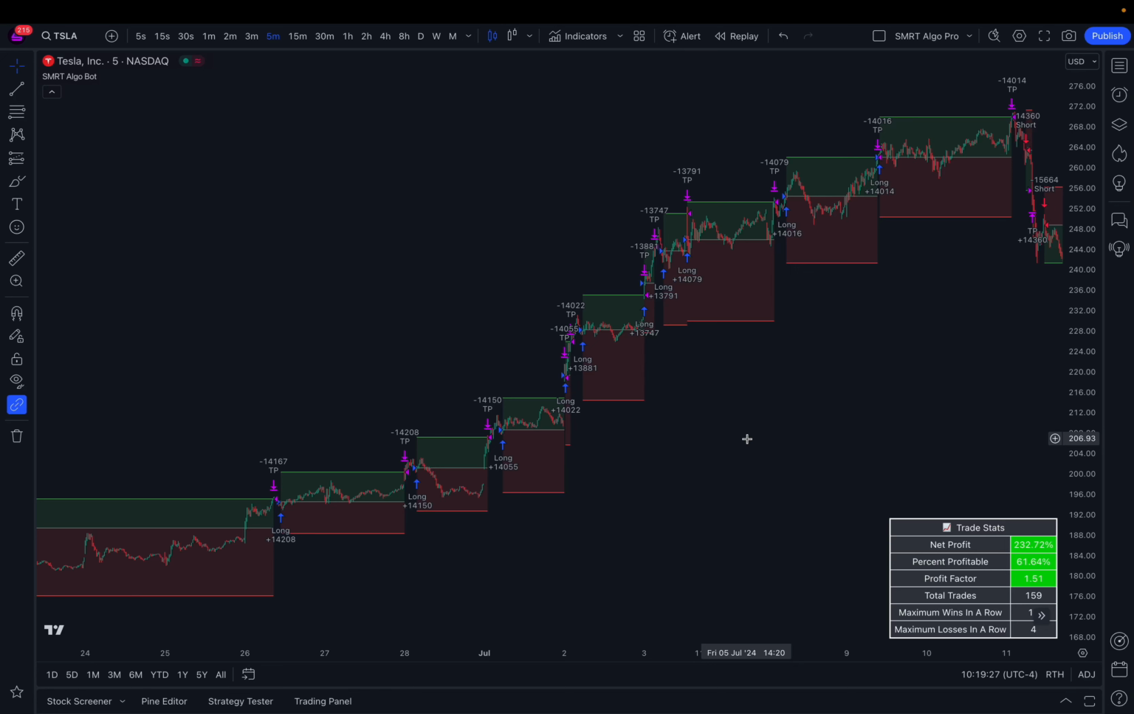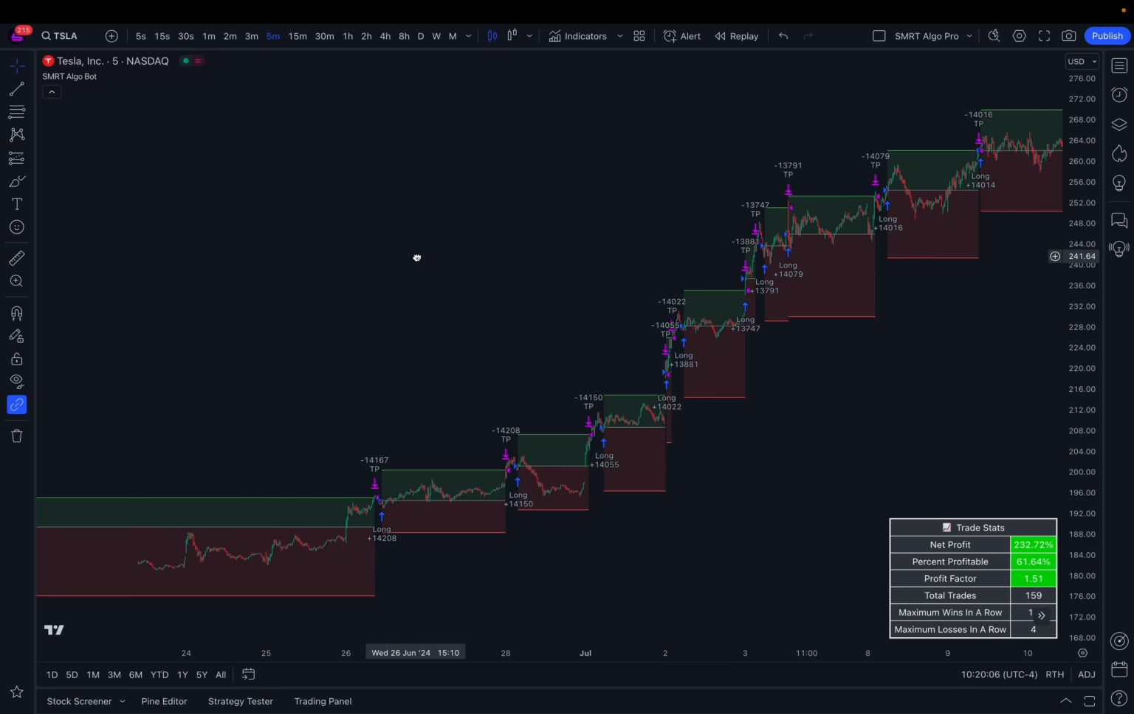So today in this video, I want to go over and review the SMRT Algo bot and its settings and results that we found on Tesla on a 5-minute time frame. Now what the SMRT Algo bot is, it's a TradingView strategy which you can automate and connect to your broker using webhooks, meaning that the SMRT Algo bot is a strategy that supports auto trading.